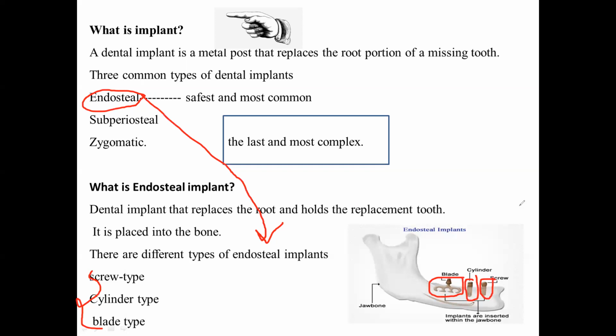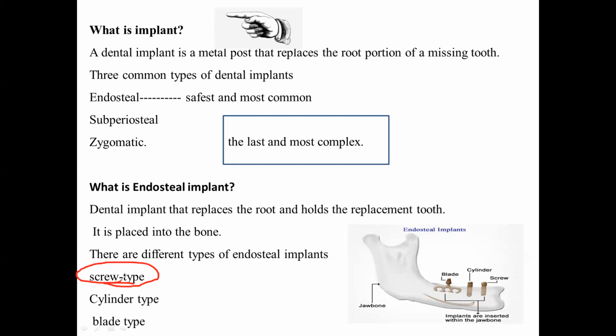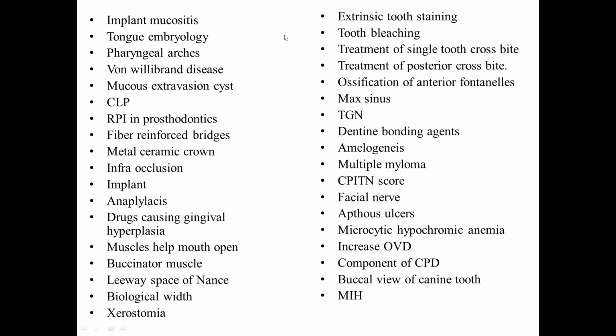The difference between these all implants is, you see, the screw type of implant and cylinder type of implant have some difference in shape, difference in design, but most commonly preferred again over here is a screw type of implant. There are different conditions where different types of implants are used. So that before understanding the topic of implant mucositis, now you understood what is implant.